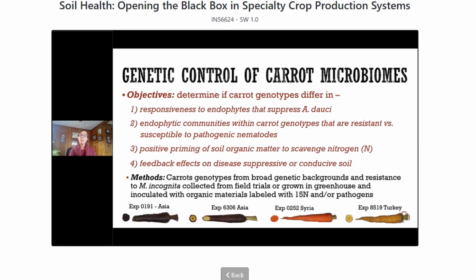And so we've been working with a wide range, again, of different germplasm from around the world, and we're doing various assays, inoculating with pathogens, or in the case of nutrient scavenging, actually taking crop residues that are labeled with 15N nitrogen so we can track their movement out of these soil organic matter pools and into plants.